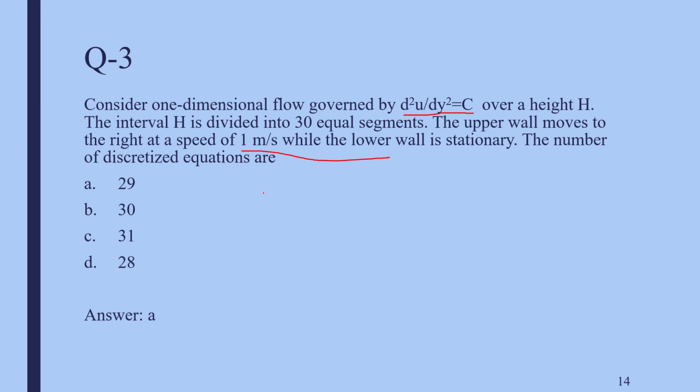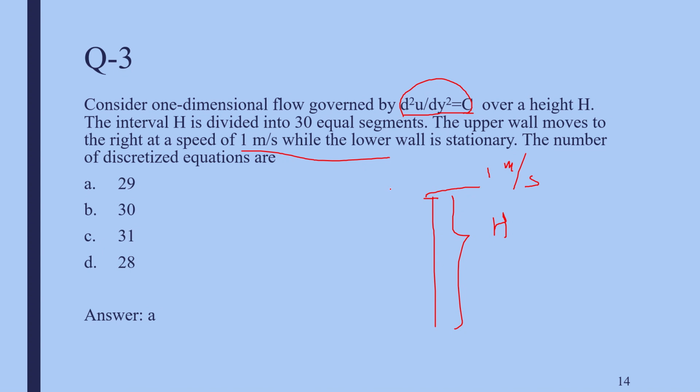So what the question is, we have one-dimensional flow governed by the equation d square u by dy square equal to c. This is the governing equation for this particular flow, and the region is over a height h, so y is equal to h. This region is divided into 30 equal segments. The upper wall is moving at a speed of 1 meter per second.